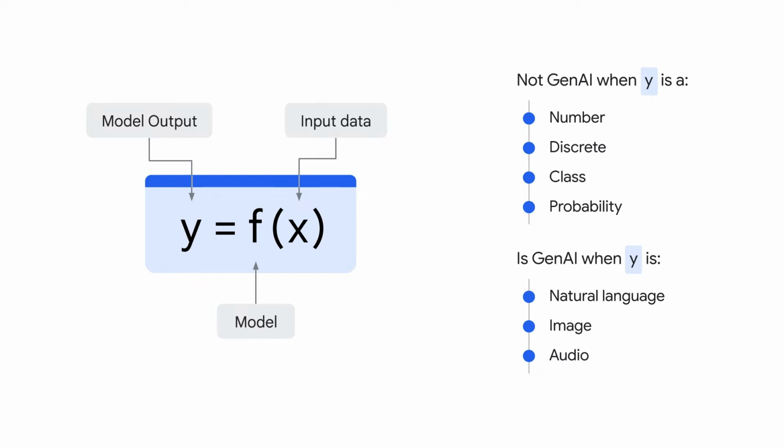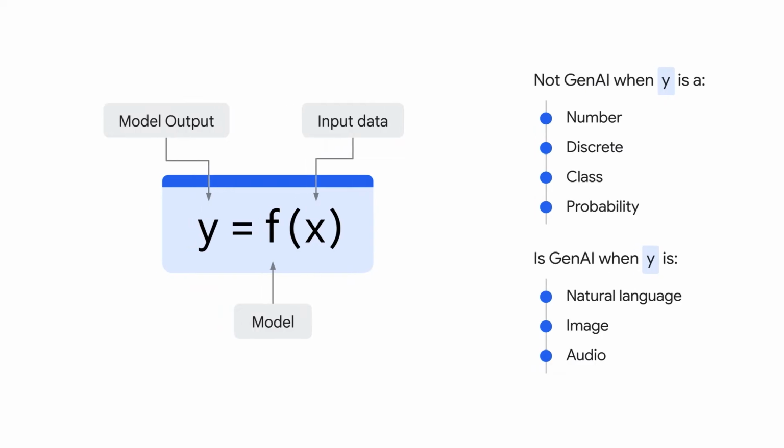If the y is a number, like predicted sales, it is not Gen AI. If y is a sentence like "define sales," it is generative, as the question would elicit a text response. The response would be based on all the massive data the model was already trained on.